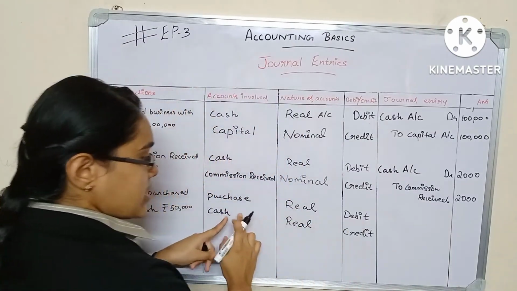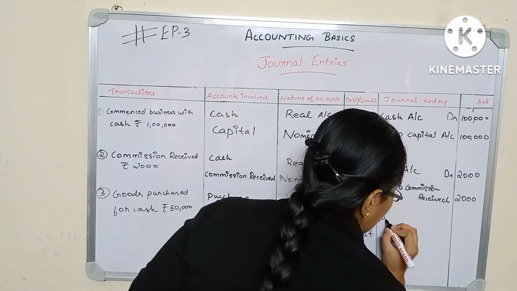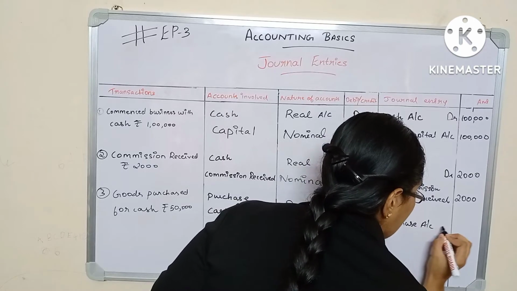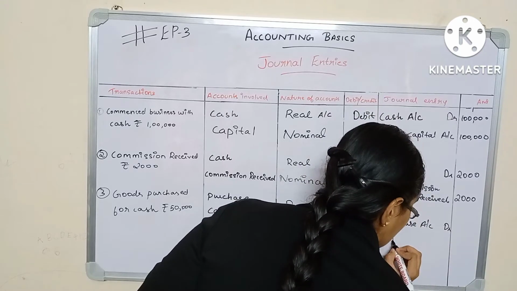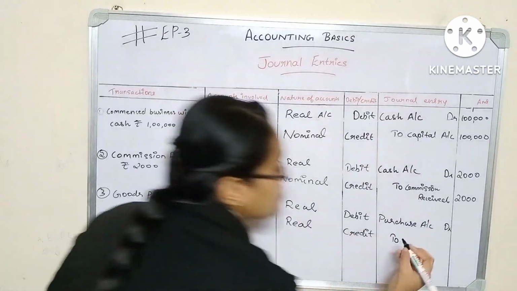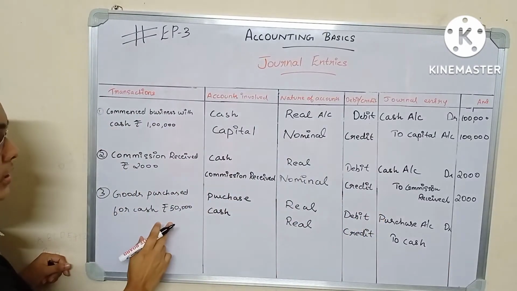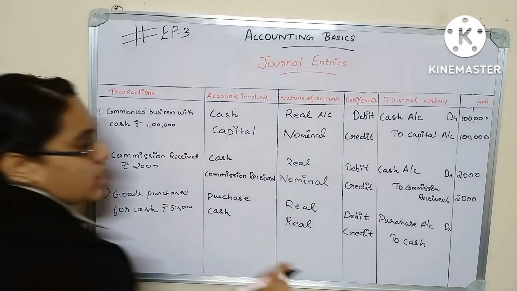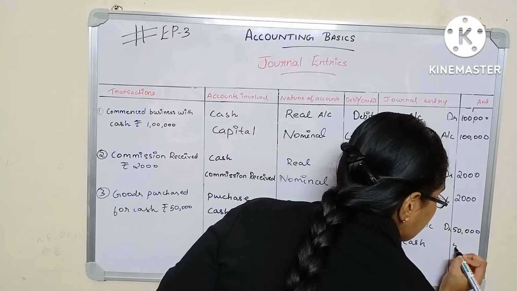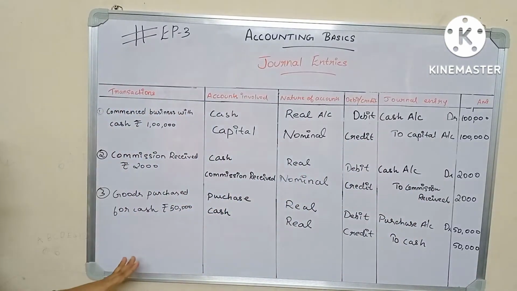Journal entry, which account is debited here? Purchase account is debited here. So purchase account debtor to, which is the account credited here? Cash account is credited. So you write to cash. What is the amount of transaction? 50,000. I'm going to write it here. 50,000. Okay. This is one example.